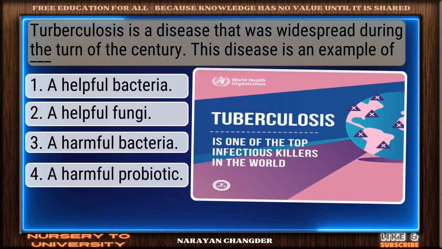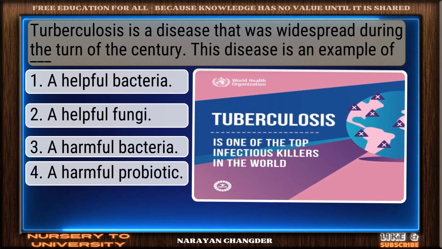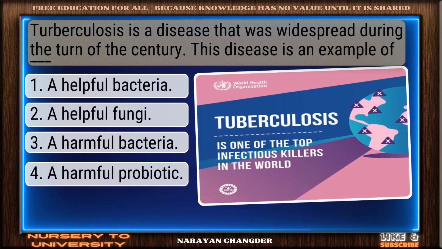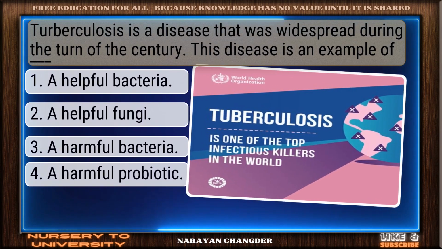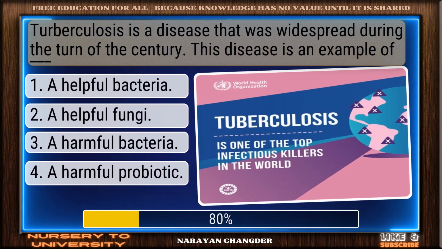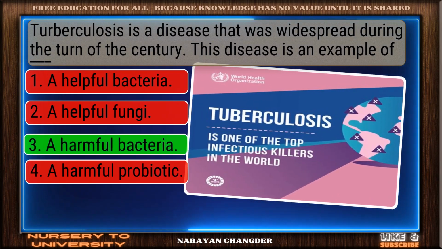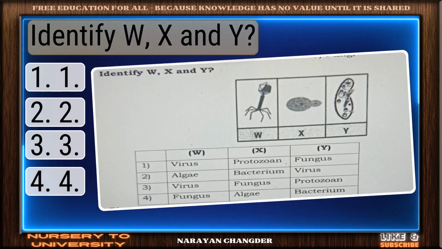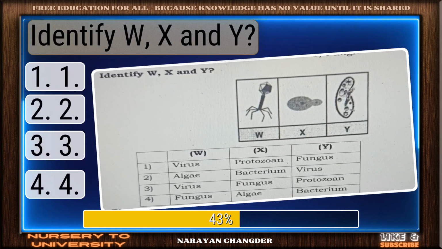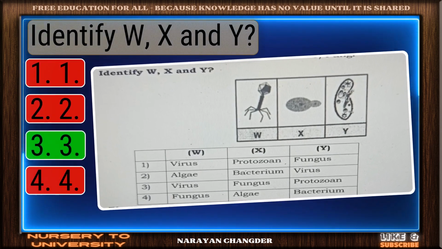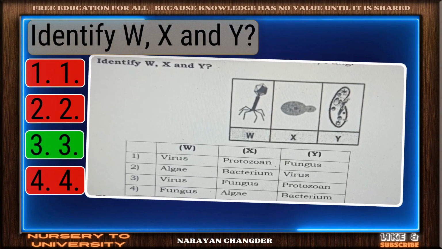Tuberculosis is a disease that was widespread during the turn of the century. This disease is an example of a. Well picked. A harmful bacteria is the correct answer. Identify the image. Good job. Your answer 3 works well here.